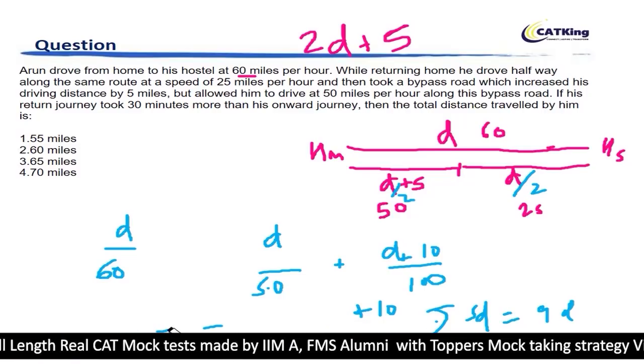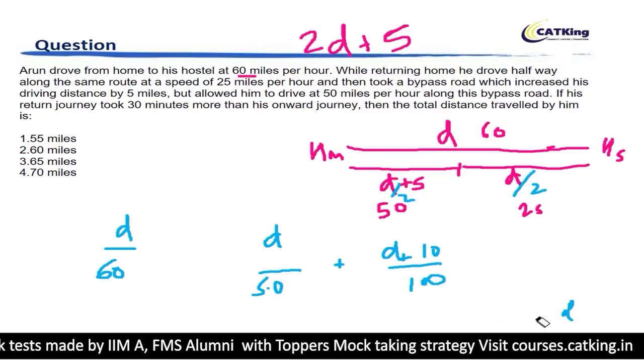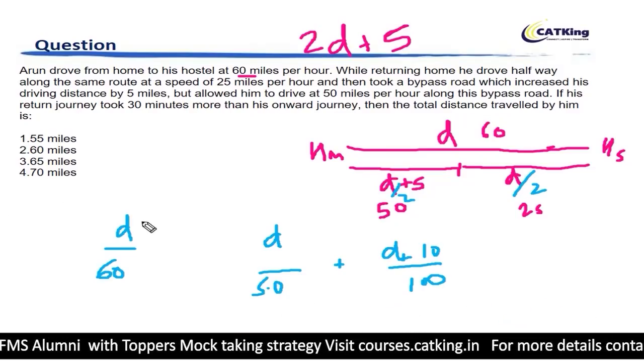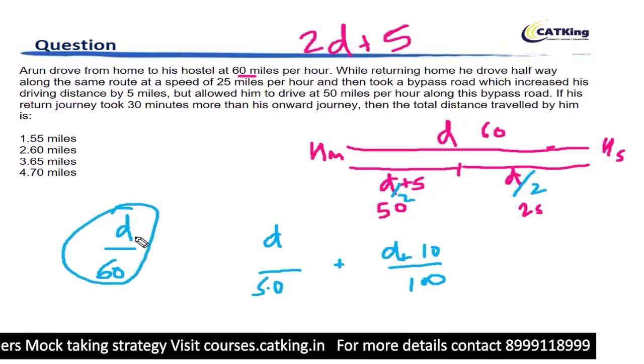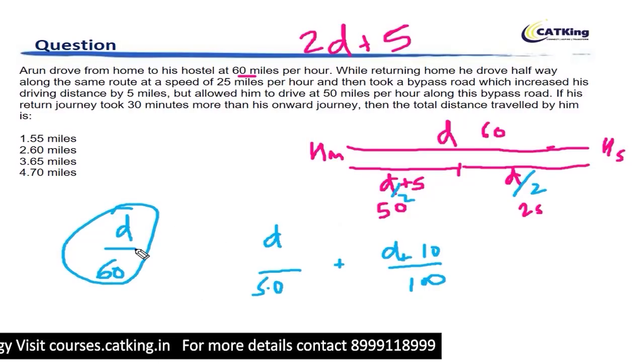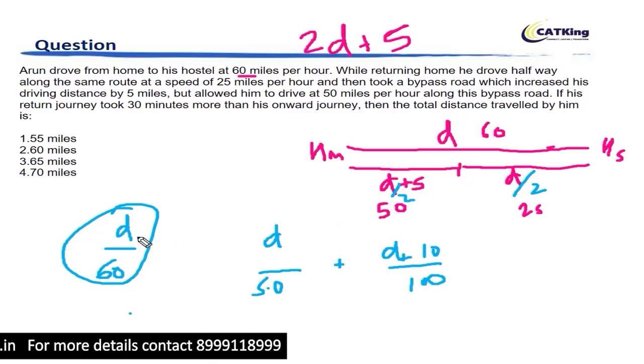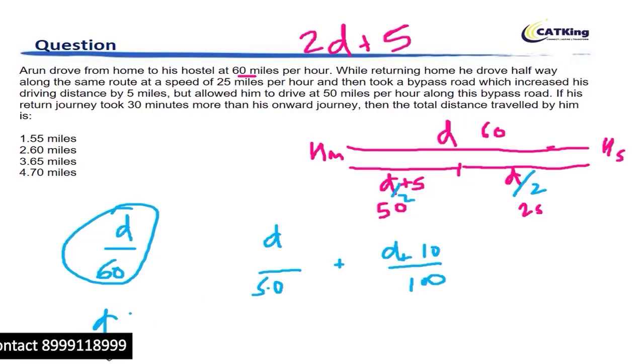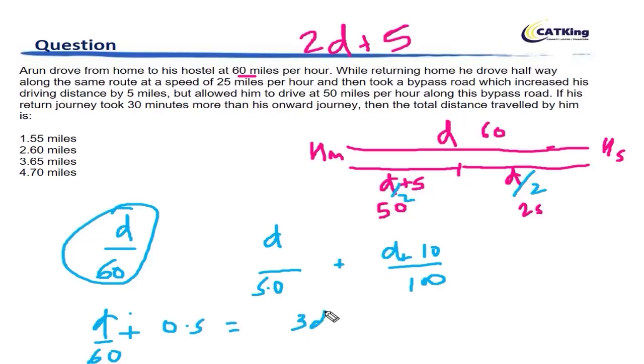The question is, the onward journey takes half an hour lesser, which basically means that the onward journey takes half an hour more than the onward journey takes half an hour less. So in the onward journey, if I add half, so if I do d by 60 plus 0.5 it will be equal to 3d plus 10 upon 100, right? So now 0.5 will get multiplied by 60, becomes 30. Now this is d plus 30.